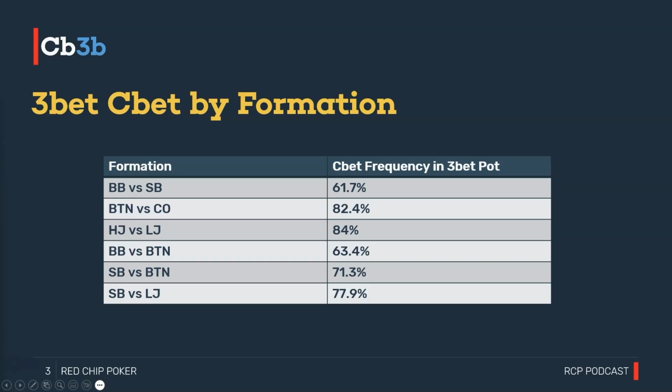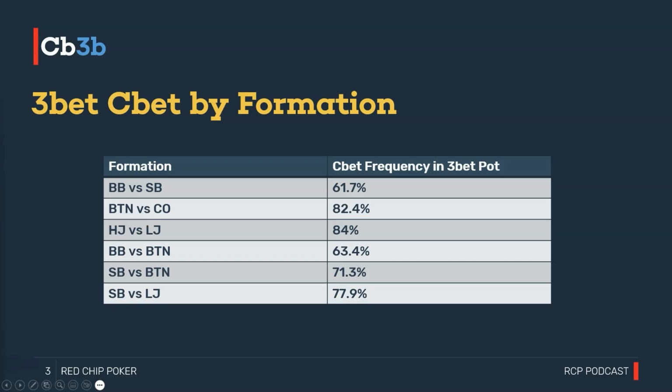Now there's a clear pattern here when we have a look at hijack versus lowjack, aka MP versus UTG on a 6-handed table. The Cbet frequency in 3-bet pot across all possible flop textures jumps to 84%. The pattern here is that the earlier the formation, the higher the Cbet frequency. This is why in a late position formation, big blind versus small blind, we only have 61.7% Cbet frequency in 3-bet pots, whereas in the earliest possible formation, hijack versus lowjack, it's now correct to Cbet 84% of the time. This should absolutely have an impact on the way that we think about these scenarios.